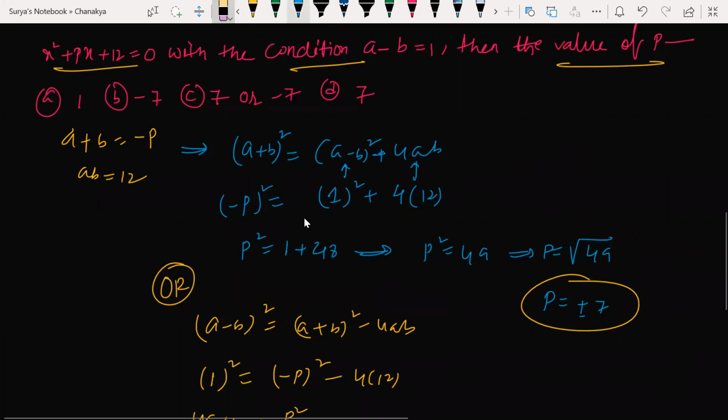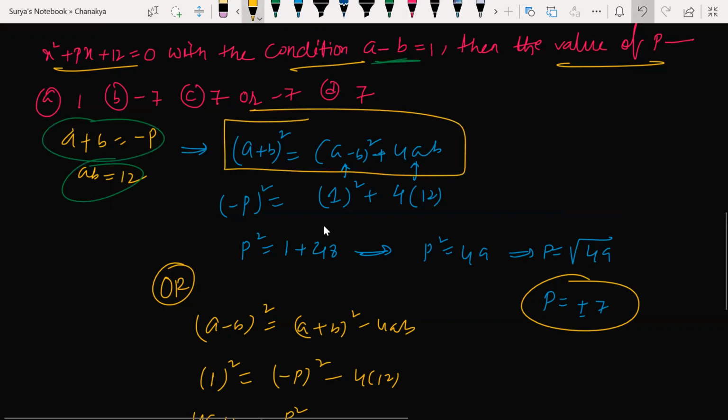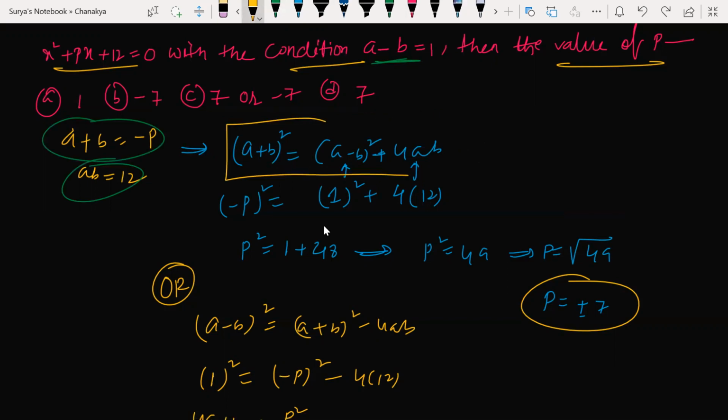Why? Because look at this here. How did we get this idea? Because I have a minus b value, I have a b value also, a plus b value also. All the values are available here, so you can substitute everywhere. That means this is an identity, like a plus b whole square. Yes, sir, it is an identity.